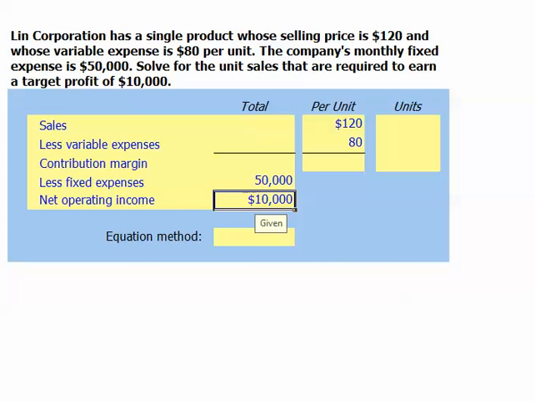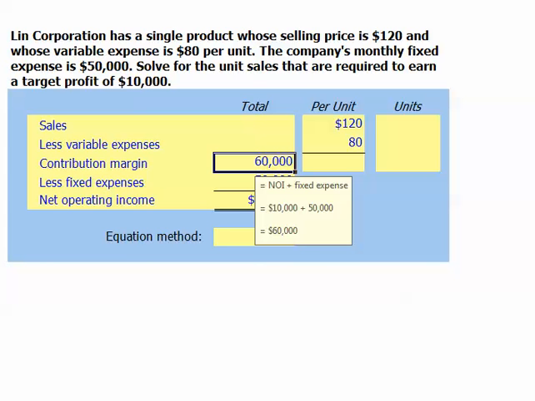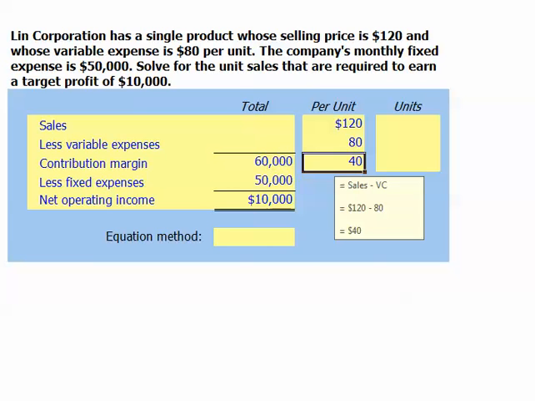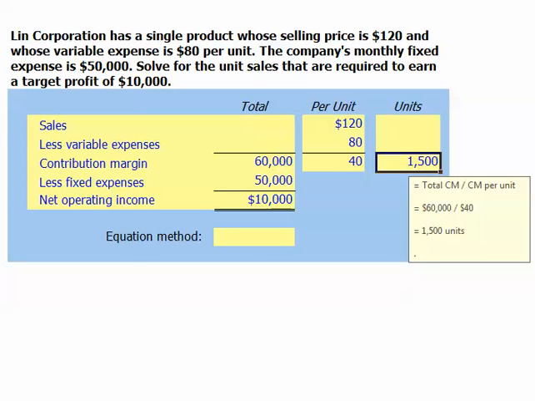Given our $10,000 target profit and fixed expenses of $50,000, we need a contribution margin of $60,000. On a per unit basis, our contribution margin is $40. That's our $120 selling price minus our $80 variable cost. If we divide our total contribution margin of $60,000 by our $40 per unit contribution margin, we find we need to sell 1,500 units to achieve our target profit of $10,000.